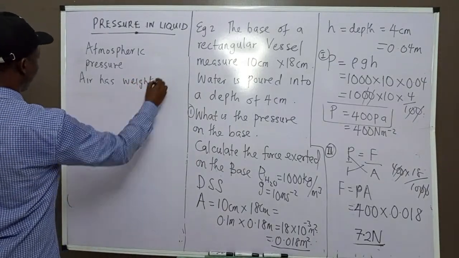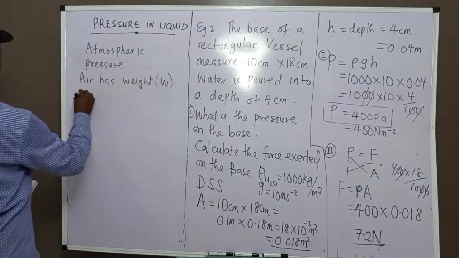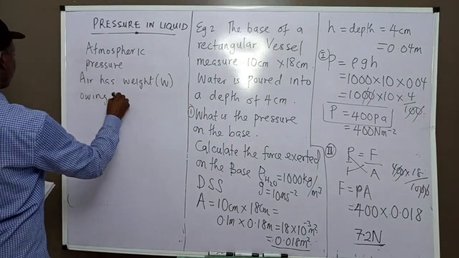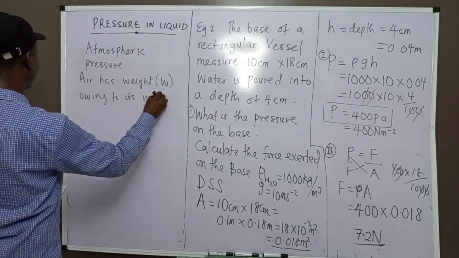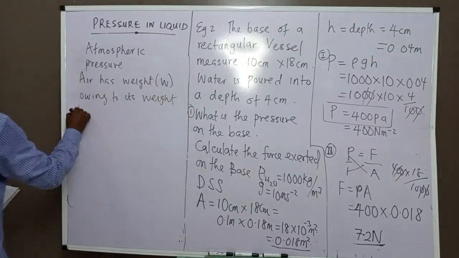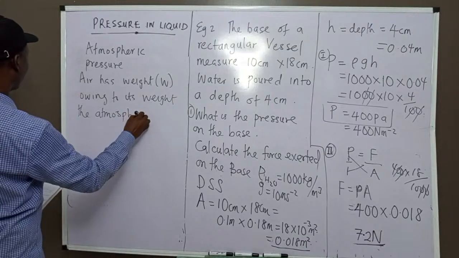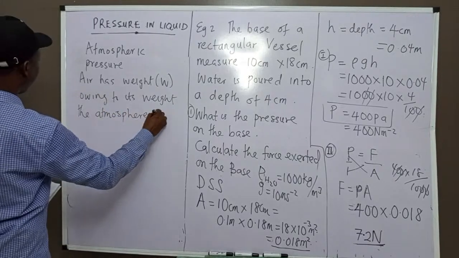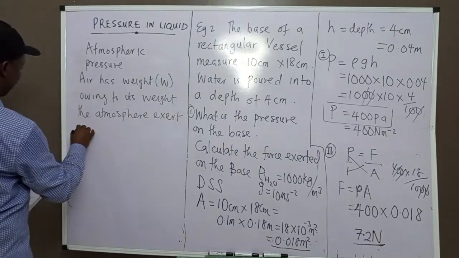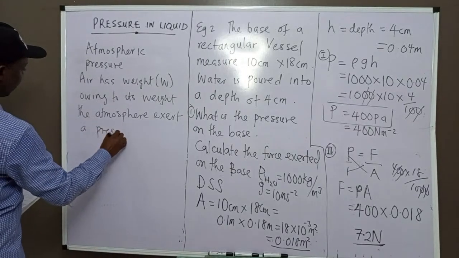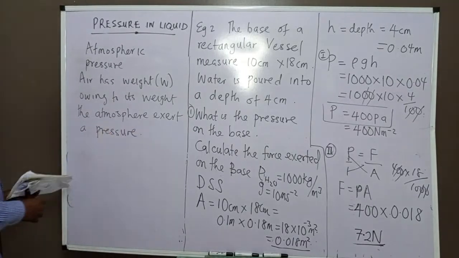And this weight, which is W, owing to its weight, the weight of the atmosphere, because weight is already involved, we now exert a what? A pressure. Once weight is involved, pressure will come in.